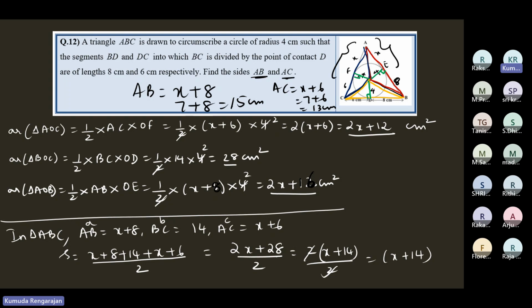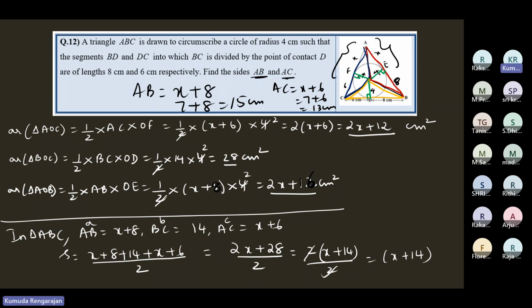Then bring all the terms to one side, common factor and all that. You get two values for x. One is negative, one is positive. Negative is not possible. Positive is 7. And we find AB and AC. Very, very, very simple, children. Believe me, it's very simple and very important. There's nothing to revise in this. Please go through and let me know if I have to clarify anything.